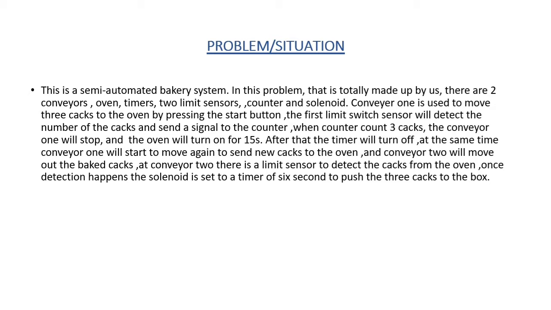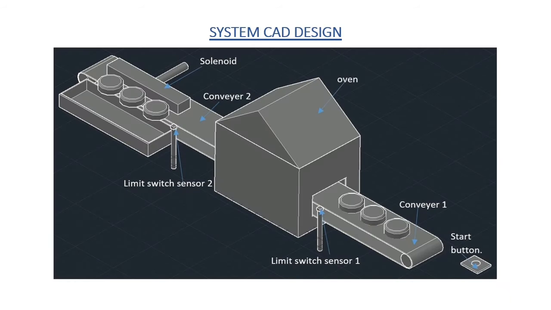At the same time, conveyor 1 will start to move again to send new cakes to the oven, and conveyor 2 will move out the baked cakes. At conveyor 2, there is a limit sensor to detect the cakes from the oven. Once detection happens, the solenoid is set to a timer of 6 seconds to push the 3 cakes to the box. This is the basic concept design of the system.